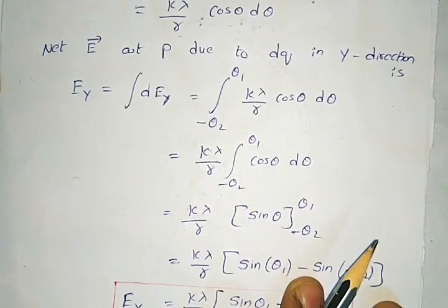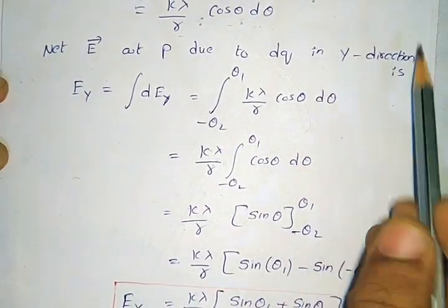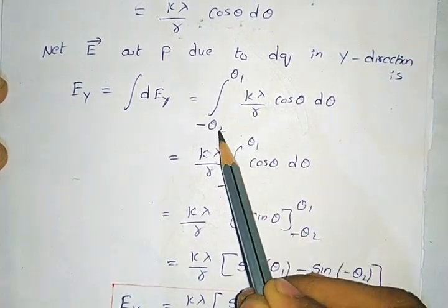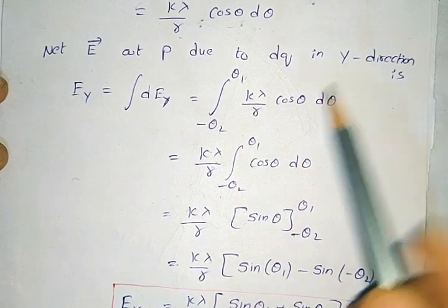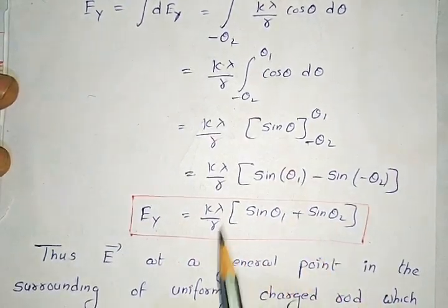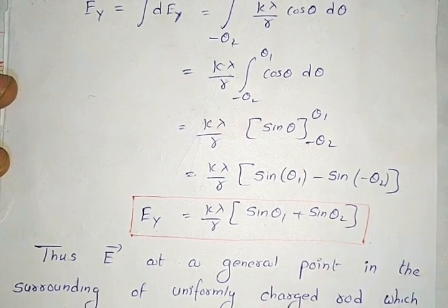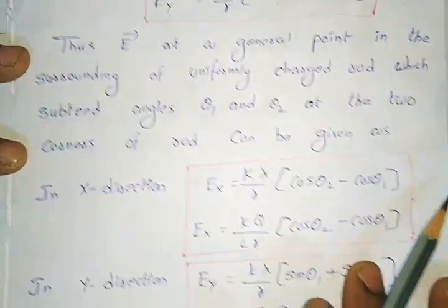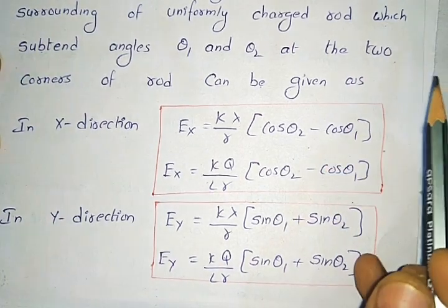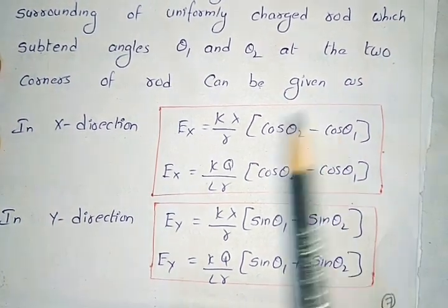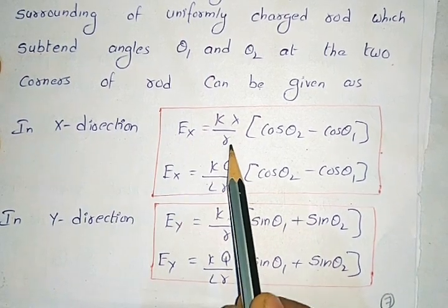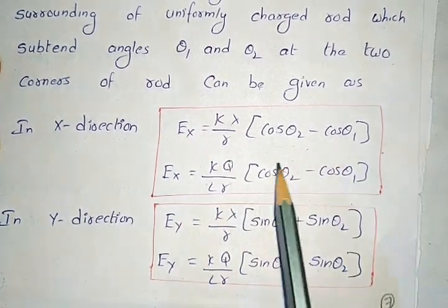Again in the y axis, if you want the total electric field intensity, I just need to integrate it from minus theta 2 to theta 1. So step by step integration will give you the result Ey is equal to k lambda by r into sin theta 1 plus sin theta 2. So in conclusion, you can say that the electric field intensity at a general point in the x direction is k lambda by r into cos theta 2 minus cos theta 1.